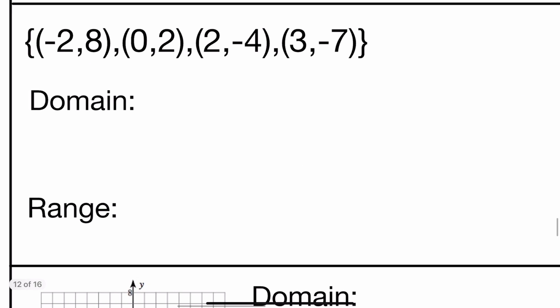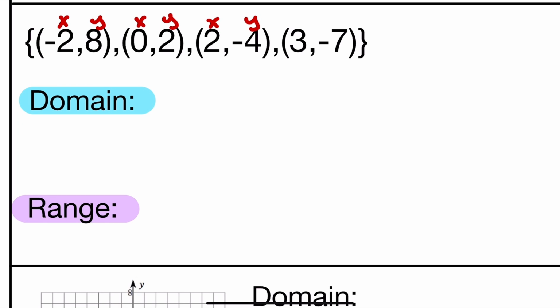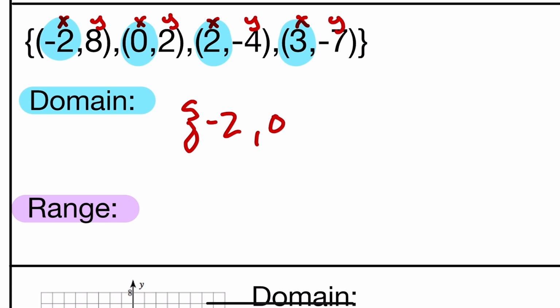Okay, so once again, in class, this was something we talked about a little bit more, but these are going to be all points. So remember, points are going to have an X and a Y. Each one is an X and a Y. So for our domain, we said that was all of our X's. So we want all of the X's. Once again, we're going to start with curly brackets. I got a -2, 0, 2, and 3.